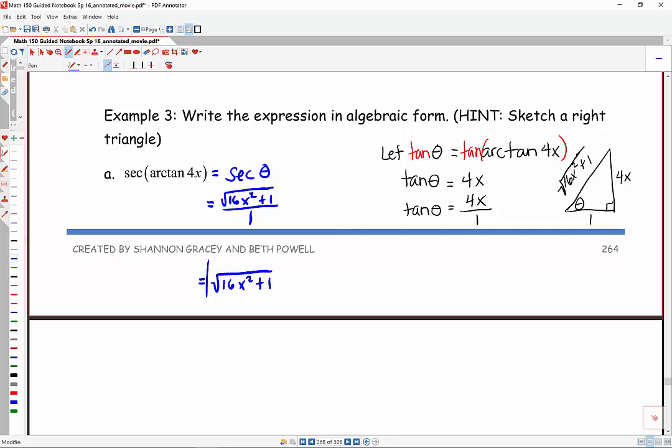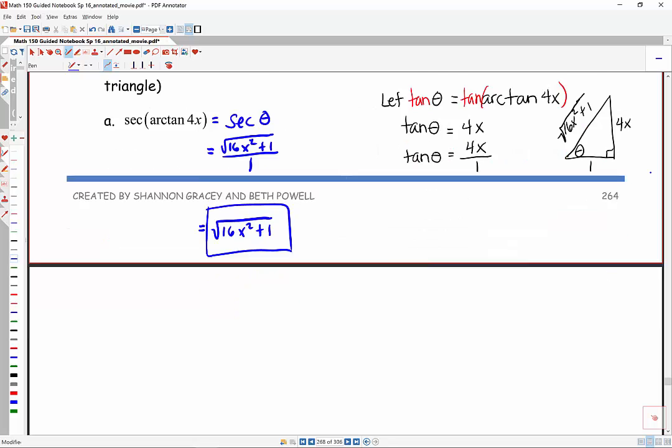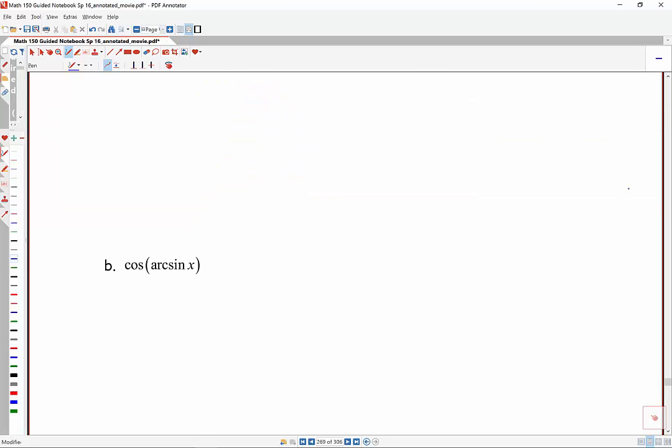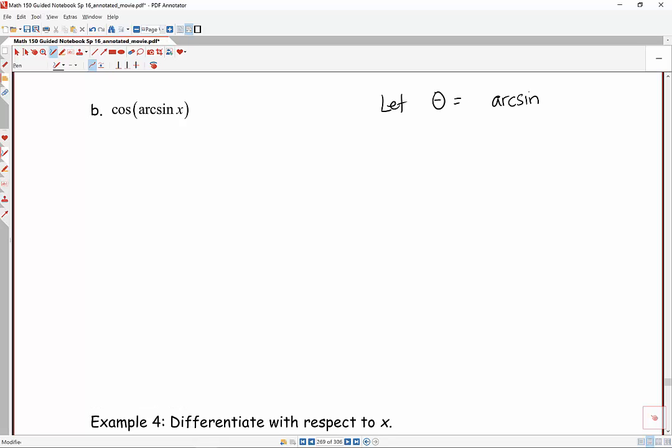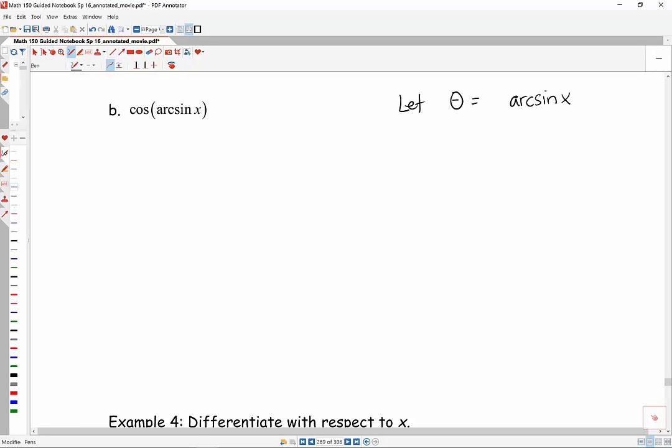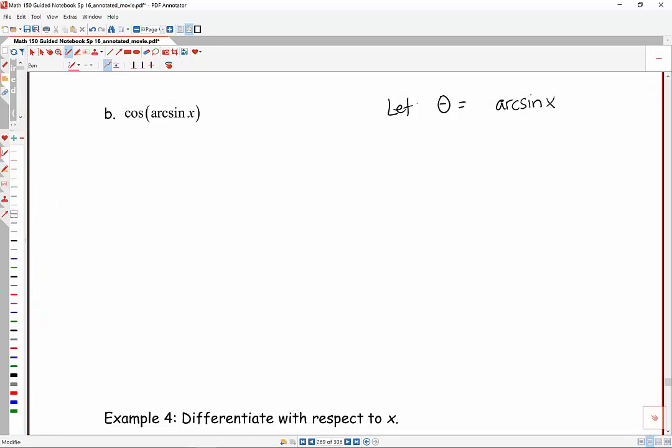When you learn a technique called trig substitution in Calc 2, that's the technique you'll be using for part of the problem. So here, what would we do? We would let theta equal arc sine at x. Sine of both sides, we'll have sine theta is equal to x, which is really sine theta is x over 1.